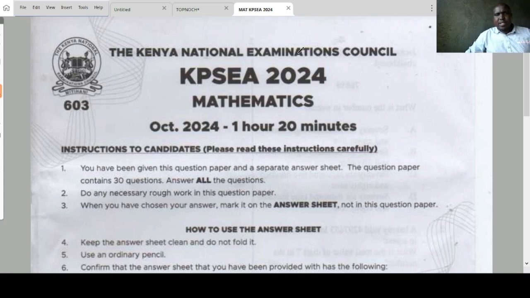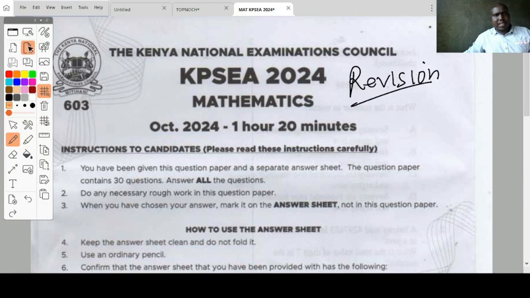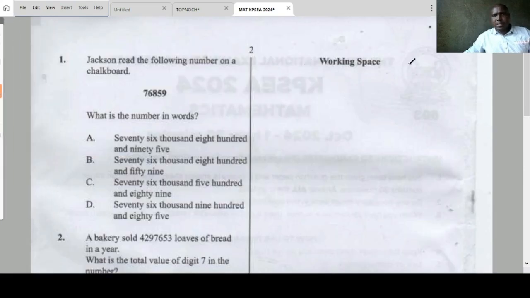The Kenya National Examination Council, KPSEA 2024 Mathematics Revision. We are preparing for the 2025 KPSEA exam. So let's just look at how the 2024 Mathematics KPSEA Grade 6 exam was.